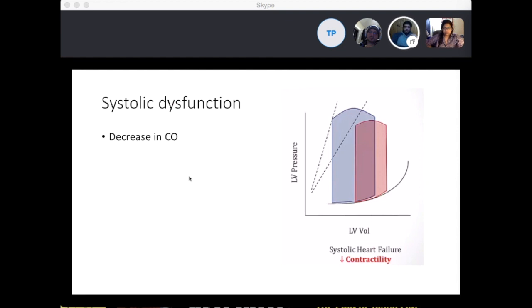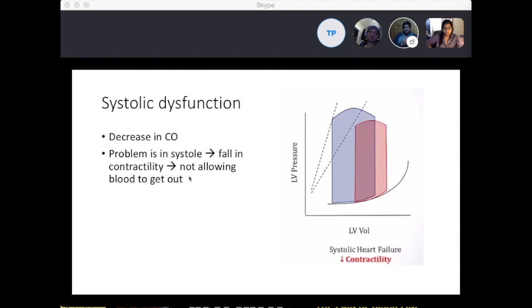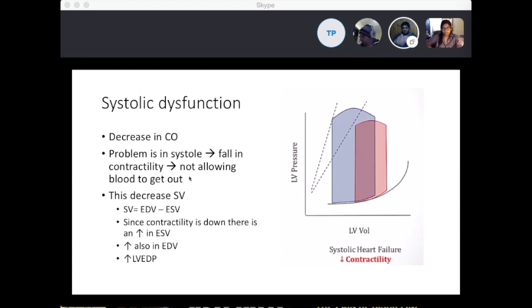So the problem is in systole. The fall in contractility is not allowing the blood to get out. So what is happening? It's decreasing your stroke volume. Now, how do we measure stroke volume on this kind of pressure volume loop?